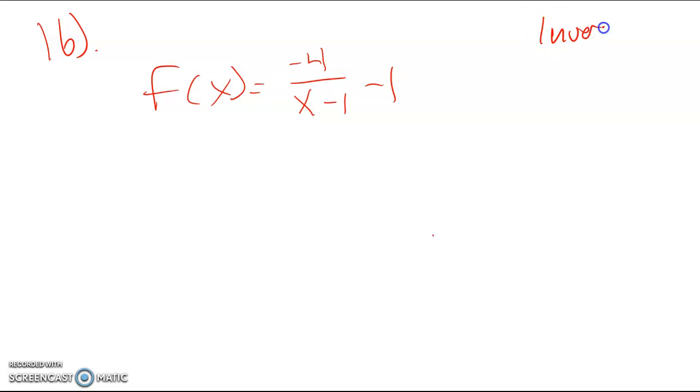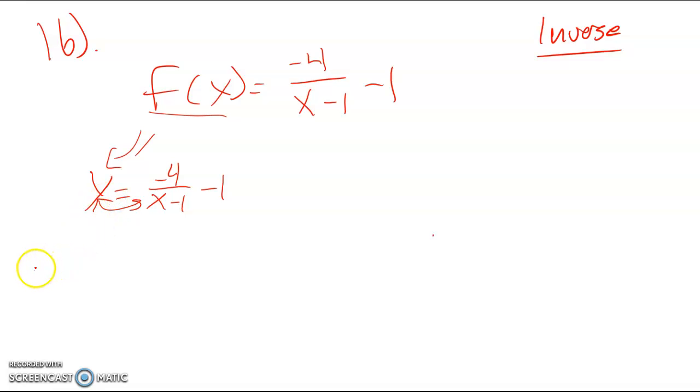So again, I want to find the inverse of this, just like we've been doing. I'm going to take this f of x and rewrite it as a y. So I have y is equal to negative 4 over x minus 1, minus 1. Once I get this far, we're going to switch out the x's and the y's. I'm left with x equals negative 4 over y minus 1, and then the minus 1 stays the same there.